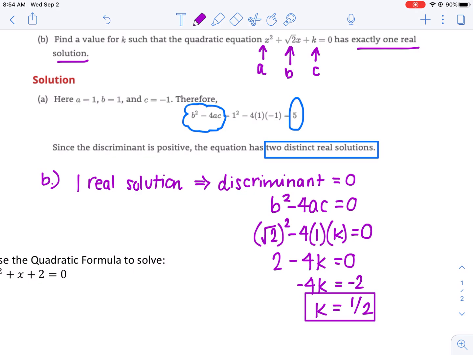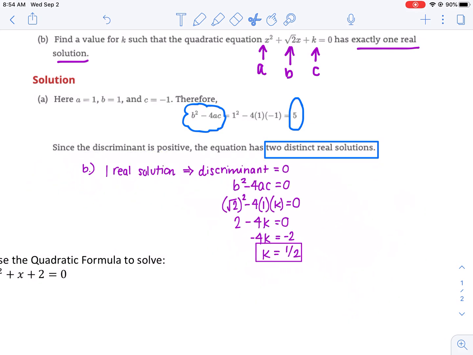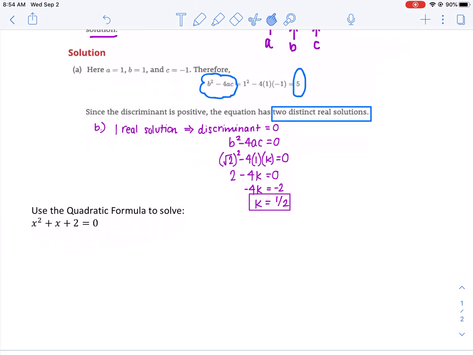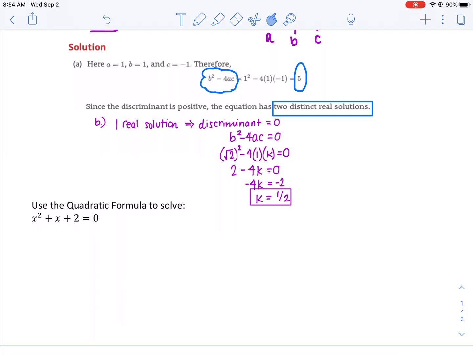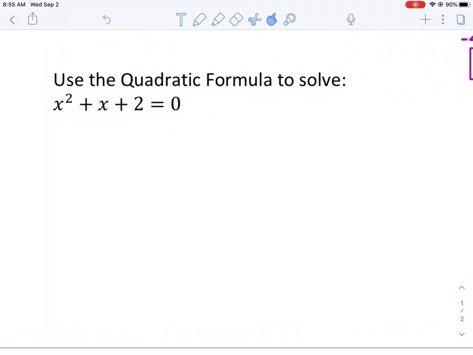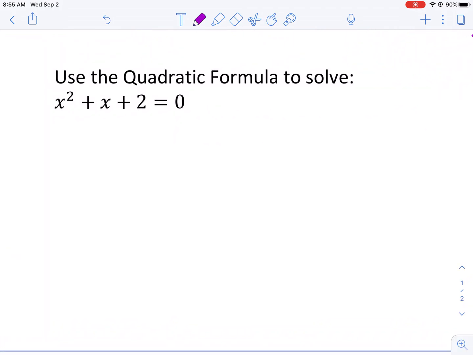Okay. Now a way to check that is actually plug that value in to your original equation, find the discriminant, and it should equal 0. This will give me my one real solution. Okay. Last example for you here is we're going to use the quadratic formula to solve this. Okay. So plug in like normal.